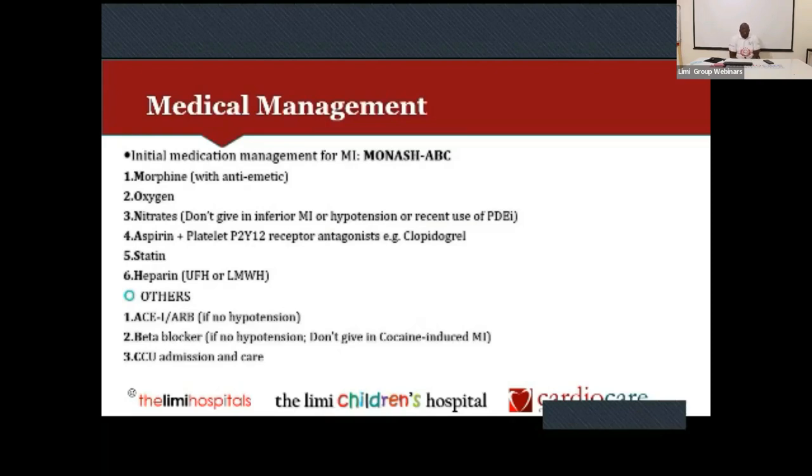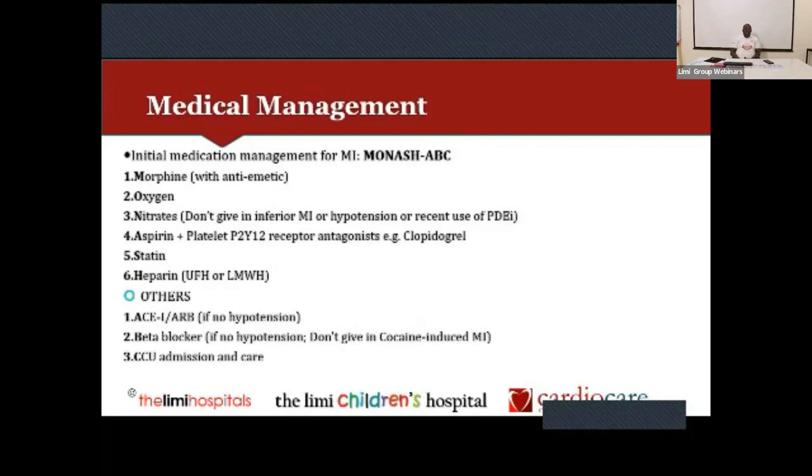Then the use of nitrates in the form of either spray or tablets. It has a vasodilatory effect on both the artery and the vein, so it helps dilate the coronary blood vessel, thereby improving blood flow to the myocardium. It also reduces the preload, and thereby reduces the work the myocardium is doing. It helps in reducing the tension in the muscles, so the oxygen demand is also reduced. So it helps in a lot of ways to reduce the myocardial oxygen demand.